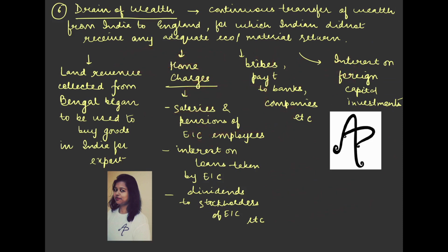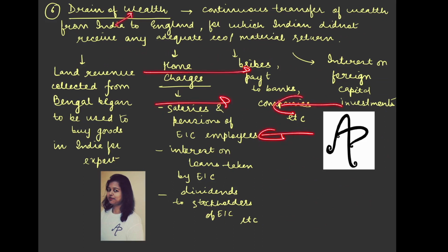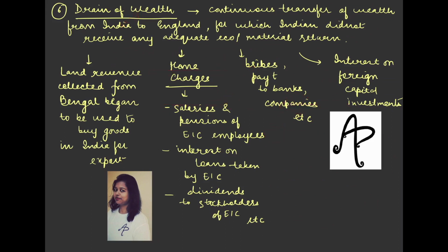How was it happening? That is the continuous transfer of wealth from India to England, for which the Indians were not getting or receiving any adequate economic or material return. That is what I said, one way transfer, because if return was happening that would be trade, but draining was happening, so only one way outing was done from India to England for all the resources that they had. Now what could be the subcomponents of this drain of wealth?